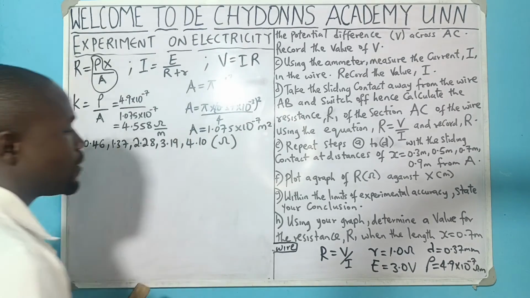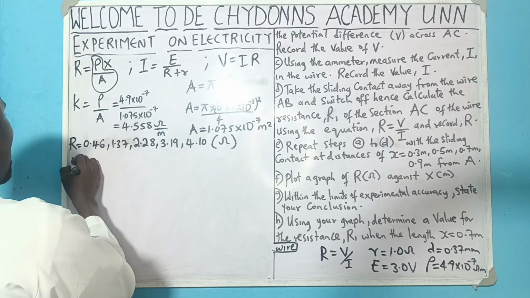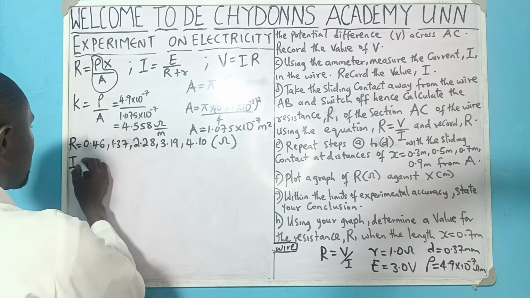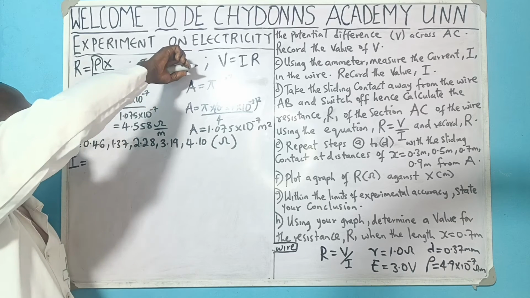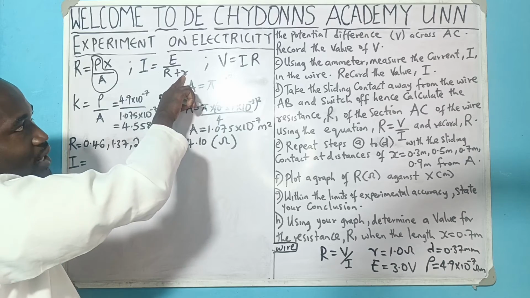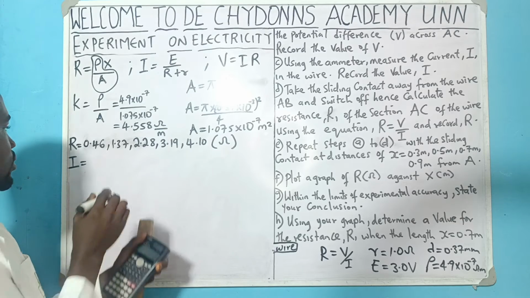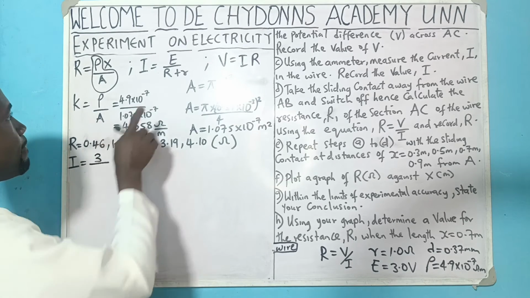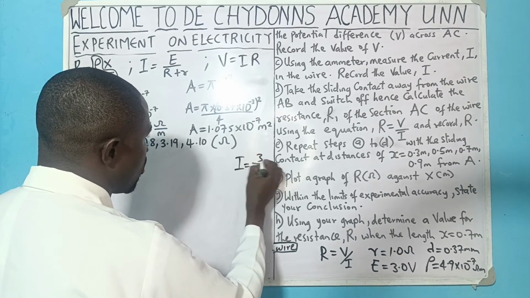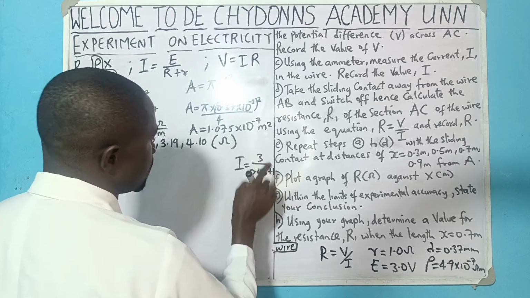How can I get my current? Using the formula I equals E over R plus r. The first I will be equal to 3, which is our EMF, all over the first R plus 1. This one is our internal resistance, which we say is 1. So we'll be saying now I is equal to 3 all over the first value, 0.46 plus 1 internal resistance.